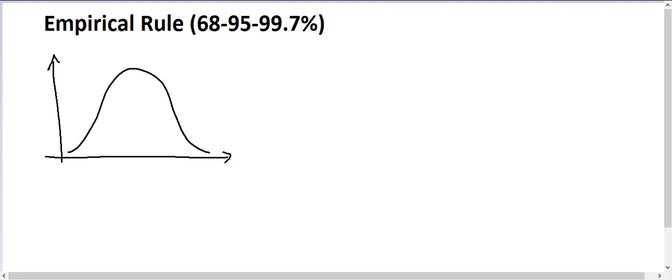So in this video I want to try to explain this thing called the empirical rule and explain where these numbers 68, 95, and 99.7 come from. They're numbers that you will memorize. And so what we first have to look at is a normal curve.